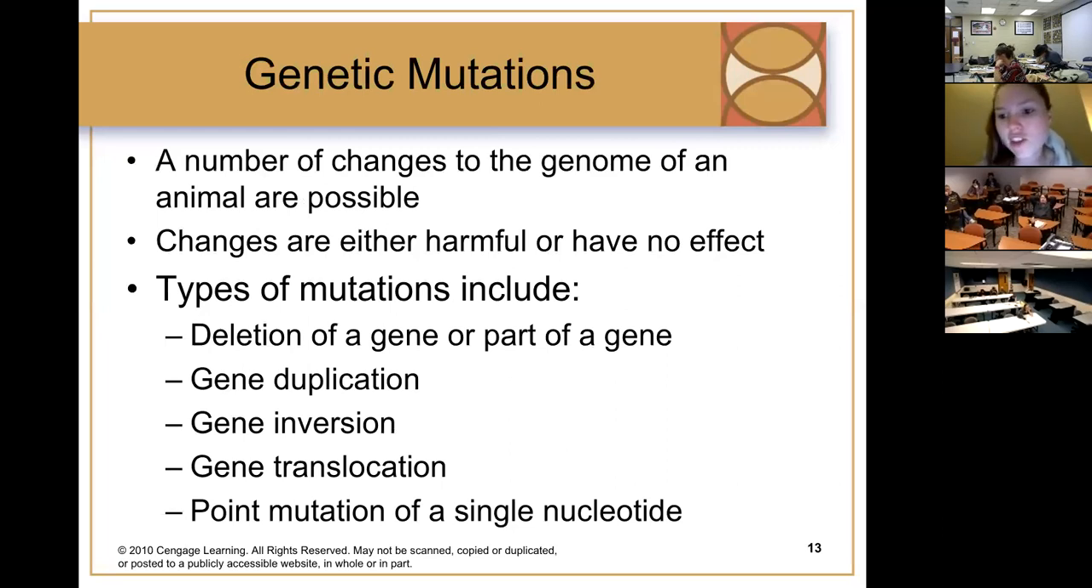Gene duplication. So you could have a gene that is somehow duplicated twice, and that could cause effects. Gene inversion. So inversion basically just means that if you have one gene on top of another, they might be inverted, and the order might be switched. Gene translocation. So a gene could be moved to another location on a chromosome, and it may not be in the same order anymore, so that would really affect it. And then you could have a point mutation of just a single nucleotide. So you could have one nucleotide in that DNA structure that is mutated, that's not correct, and that will really impact how that gene is going to be transcribed and how that trait is going to be expressed.